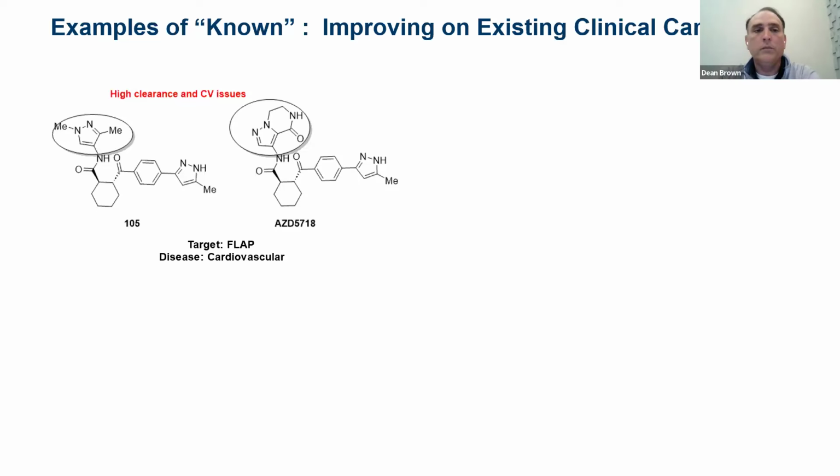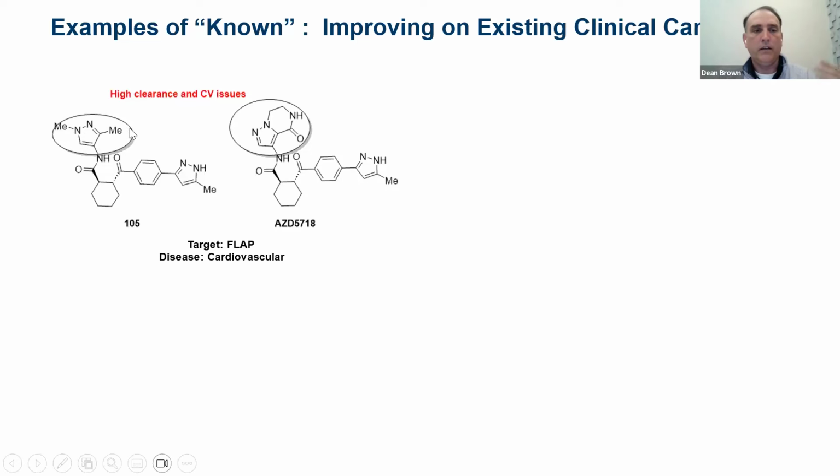What there are a lot of examples of are these, where there was an existing clinical candidate, or a development candidate, maybe it didn't get in the clinic, where they observed an issue and that informed them to make a better compound. So here's an example from AstraZeneca, LAP inhibitor.